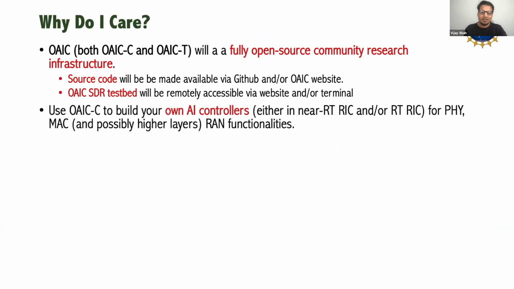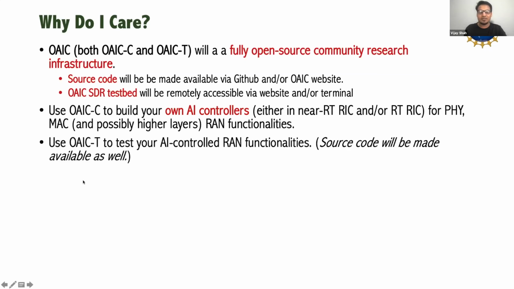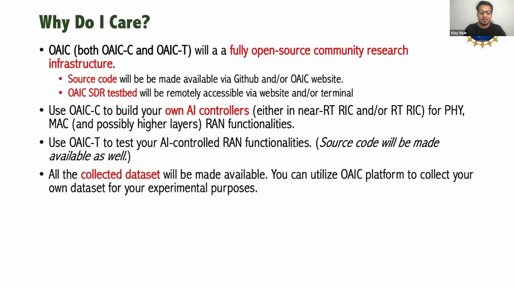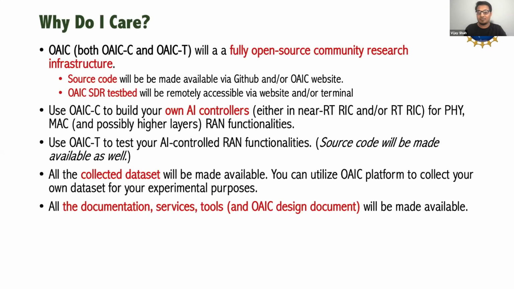Similarly, you can use the OAI-CC platform to build your own AI controllers for the physical and molecular research. You can use our OAI-CT to test your functionalities. Source code will be available, so you can literally add new functionalities to the OAI-CT if needed. All the data sets will be made public. You can also use the platform to collect your own data set. And finally, there will be proper documentation and all the service tools, and also the OAIC design document that will be made available very soon.